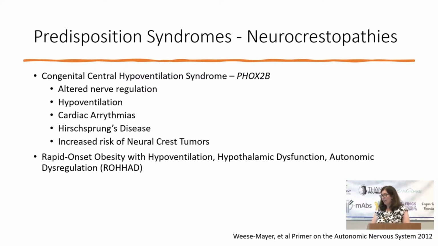A semi-related syndrome is called Rowe-Head syndrome. This one has a much less understood genetic backbone, but can have similar features where there is rapid onset obesity with, again, altered breathing, some endocrine anomalies, and these patients as well can have increased rates of these neural crest tumors. It is fairly unusual in these syndromes to find the neuroblastoma first, whereas many of them will have presented with the breathing changes, the intestinal changes, and then later identify a tumor.